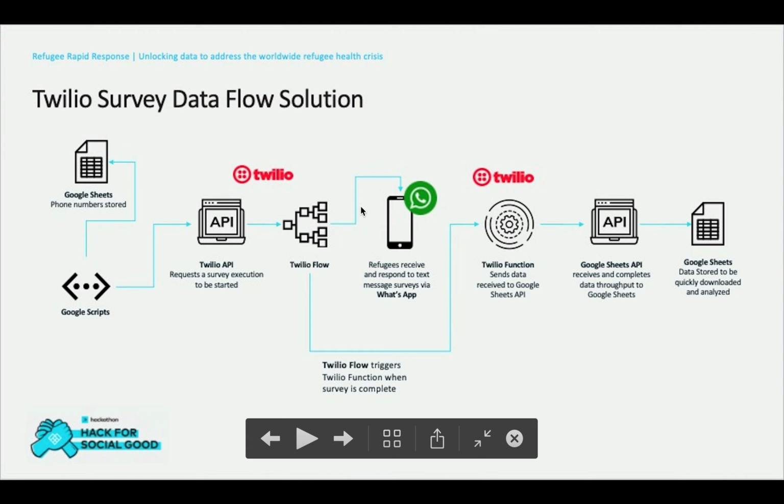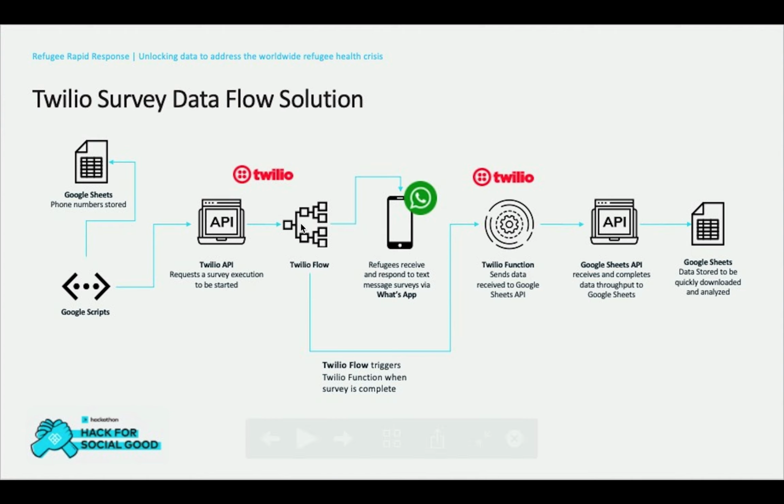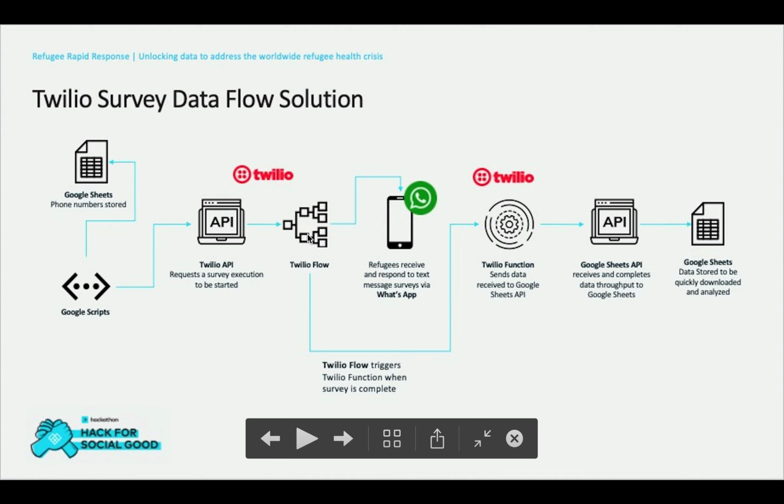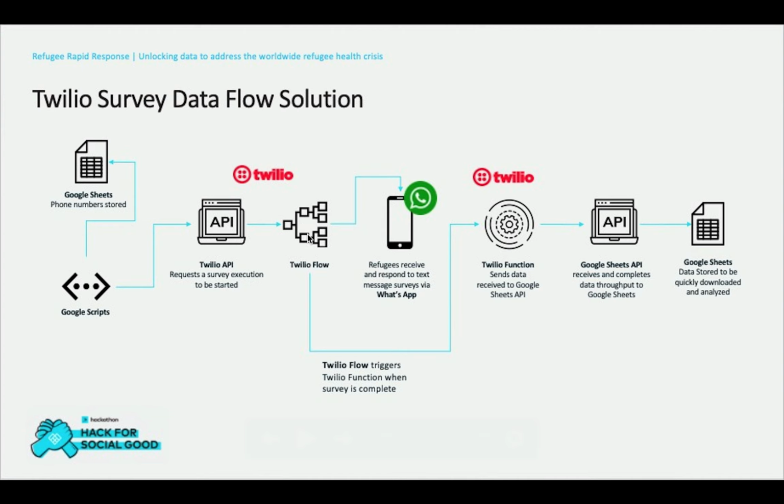So here, the participant is receiving messages and responding to those messages. The Twilio Flow makes decisions about which question to follow up with based on the participant's response. And at certain points in this flow, Twilio will trigger one of the Twilio serverless functions that we've created.